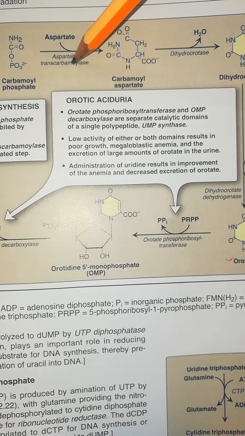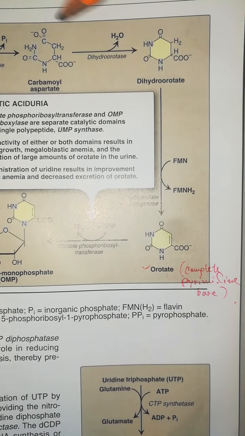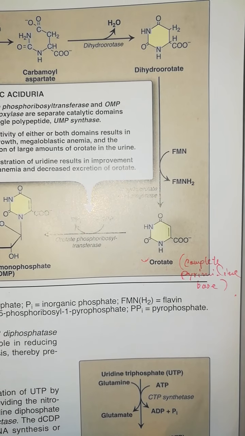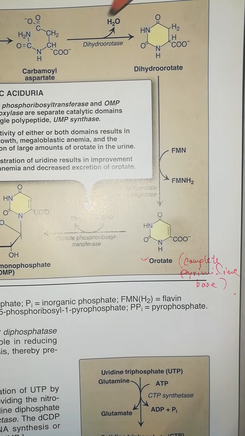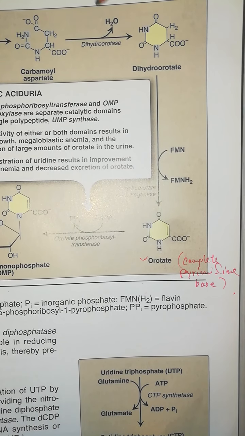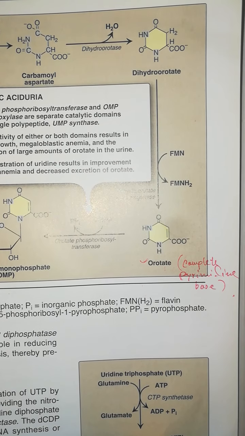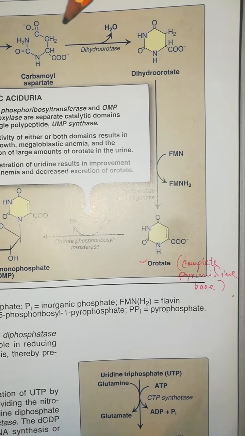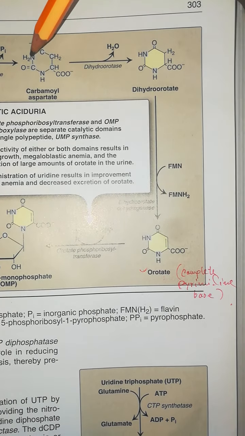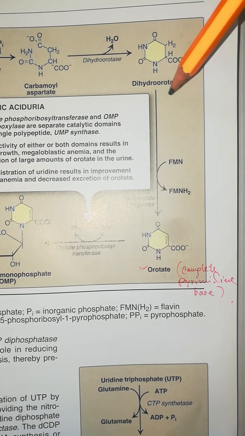Here aspartate is added. Now next, carbamyl aspartate is converted into dihydroorotate in the presence of dihydroorotase. Dihydro means water is removed. Here you see that water is removed. If you calculate, two hydrogens and an oxygen are lacking in this structure, water is removed, and ultimately we get this chemical structure named dihydroorotate.